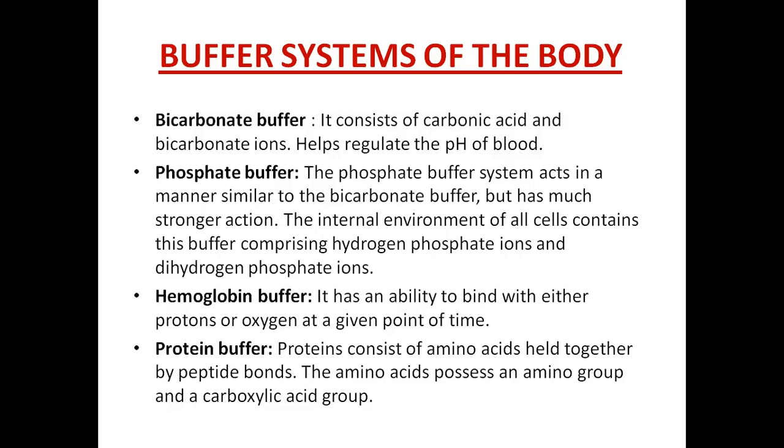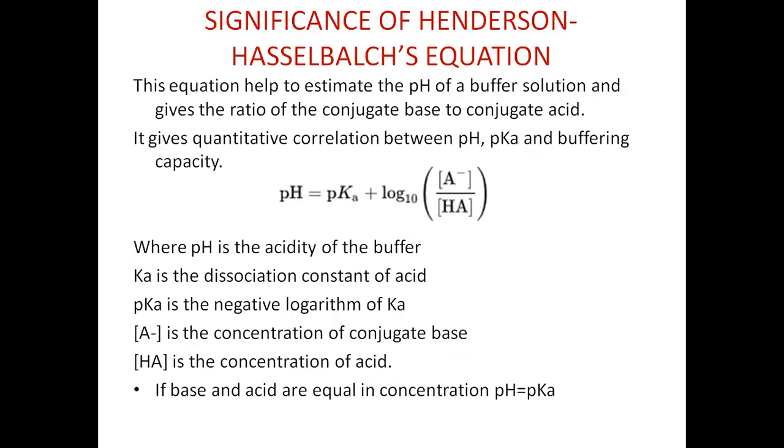So I hope we are clear up till now. Let's move on towards the significance of Henderson-Hasselbalch's equation. Basically, this equation helps to estimate the pH of a buffer solution and gives the ratio of the conjugate base to the conjugate acid. It gives a quantitative correlation between pH, pKa, and the buffering capacity, right?